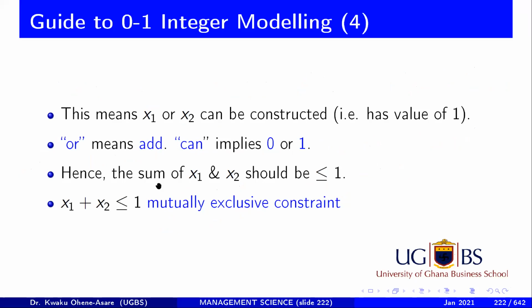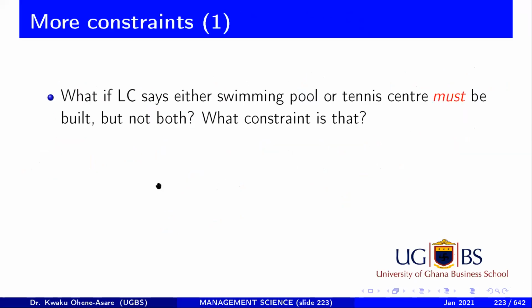They are mutually exclusive. Let me ask you some questions here. What if it has rather said that either swimming pool or tennis center must be built but not both? What if it has been like that? What constraint would that be? There's no question you will know the constraint, isn't it? What symbol would that be? Either swimming pool or tennis must be built but not both. How would that be like?